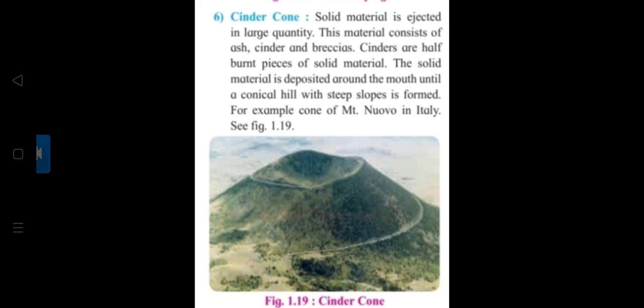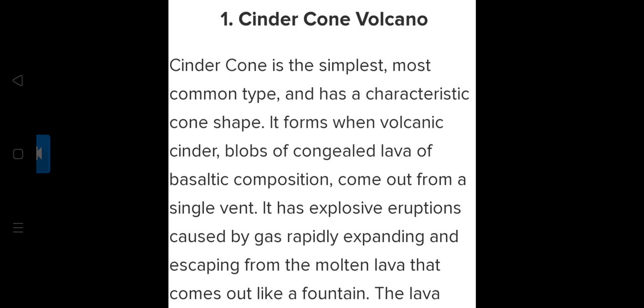It is called ash. Cinders are half burnt pieces of solid material. The solid material is deposited around the mouth until a conical hill with steep slopes is formed. For example, Mount Nuovo in Italy. Cinder cone volcano. It is the simplest, most common type and has a characteristic cone shape.